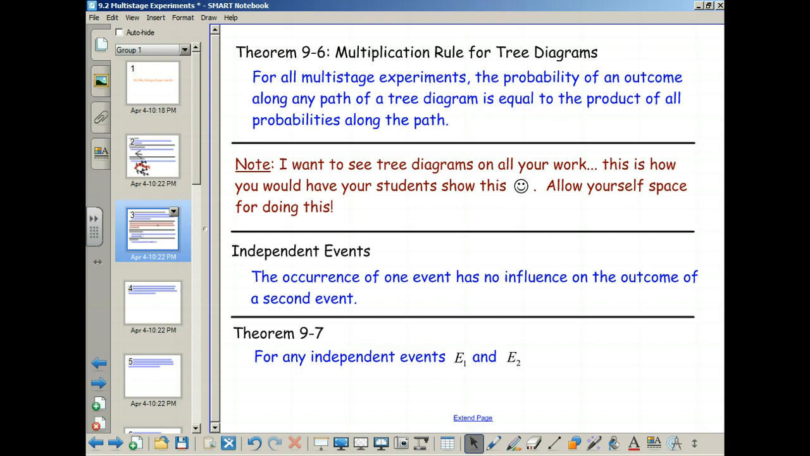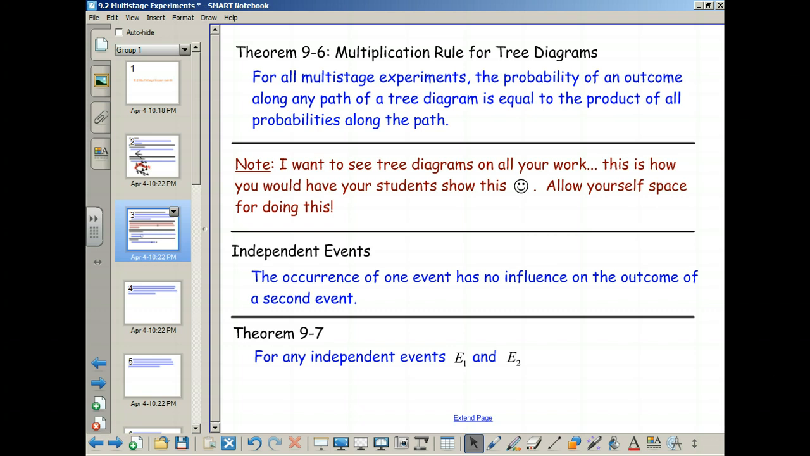Independent events are events that have no influence on the outcome of a second event. So these are chance events, like flipping a coin, or having children, boys or girls, or rolling dice. There's no effect of one on the other.